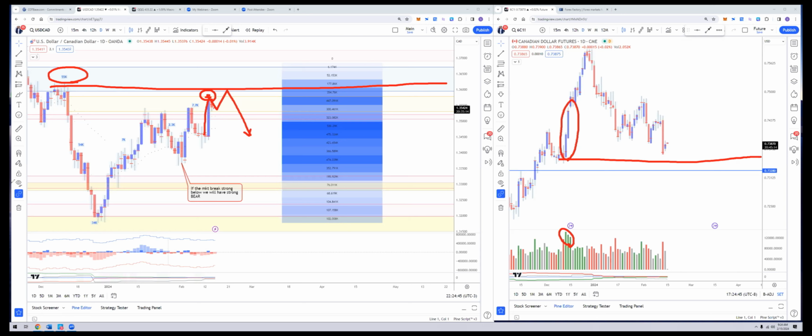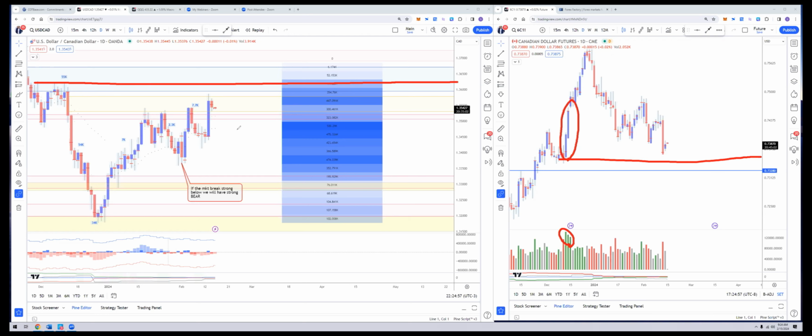So I am not really that bullish on US dollar Canadian anymore. Just watch it closely. I think the better place to short will be around here. So you can either sell now and put a stop loss here, or you let the market come here, sell here and put the stop loss here. So it's choice number one and choice number two. Choice number two is the better one.